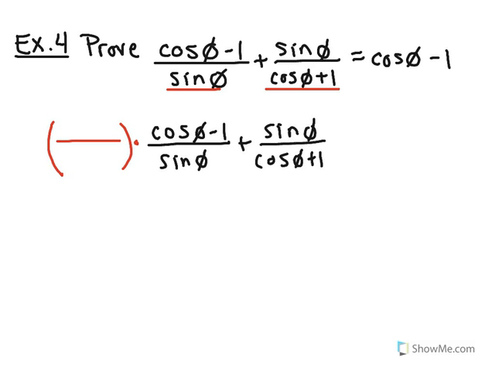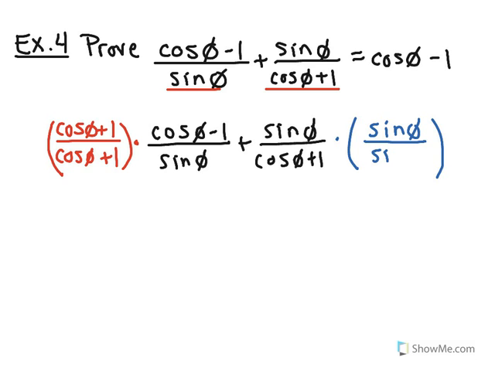So I'm going to multiply this denominator, my sine phi, by the other fraction's denominator, which is cosine phi plus 1. So cosine phi plus 1, and whatever I do to the numerator, I have to do to the denominator. All right, now let's take a look at the left-hand side, or the right-hand side, I'm sorry. I'm going to multiply this guy over here by the denominator of the other fraction, which is just sine phi. So sine phi over sine phi.